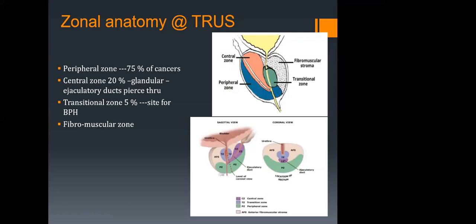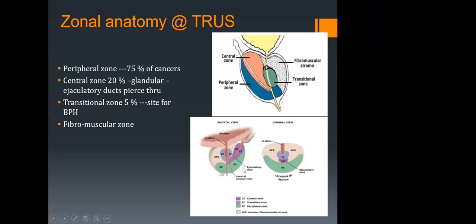Now, this was a discovery because transabdominal misses so many pathologies, as we are going to see. So the prostate at transrectal is split into the peripheral zone, which is actually the biggest, the central zone, the transitional zone, which is the smallest, and then the fibromuscular stroma. And in most cases, this one is anterior.